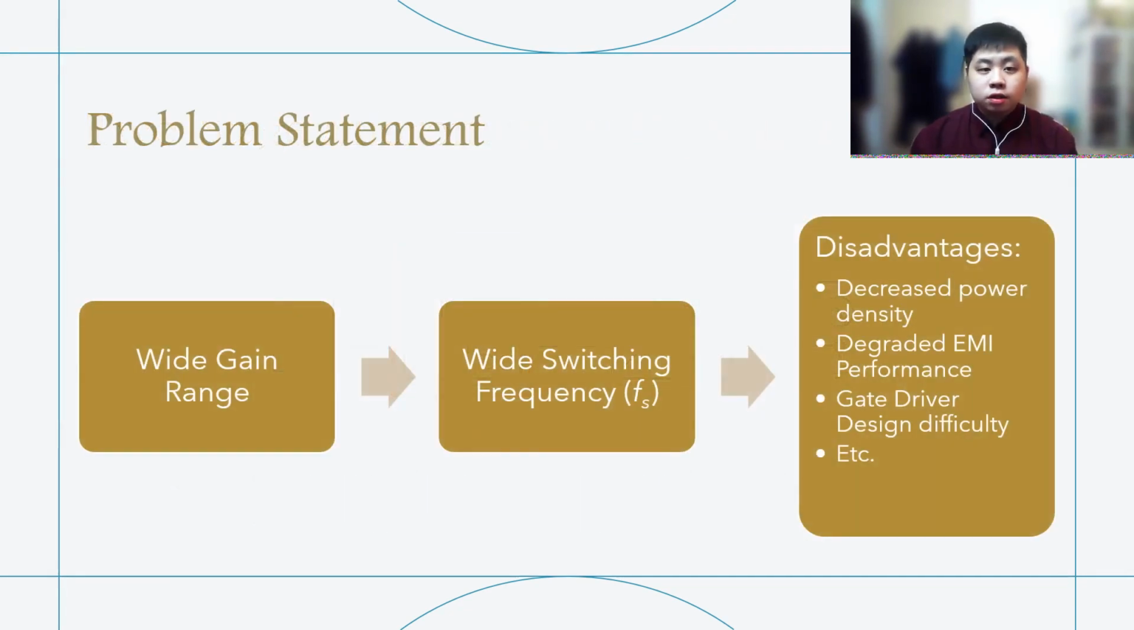A typical LLC converter's gain is regulated by varying the switching frequency Fs, and when a wide gain range is needed to accommodate a wide input voltage range, we are forced to use a wide Fs, which can lead to issues such as decreased power density because of larger magnetic devices, degrading the EMI performance, making the gate driver design difficult, etc.